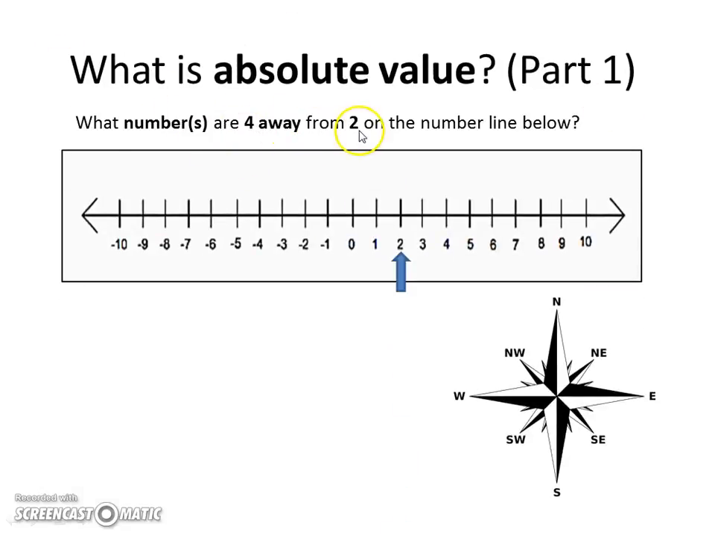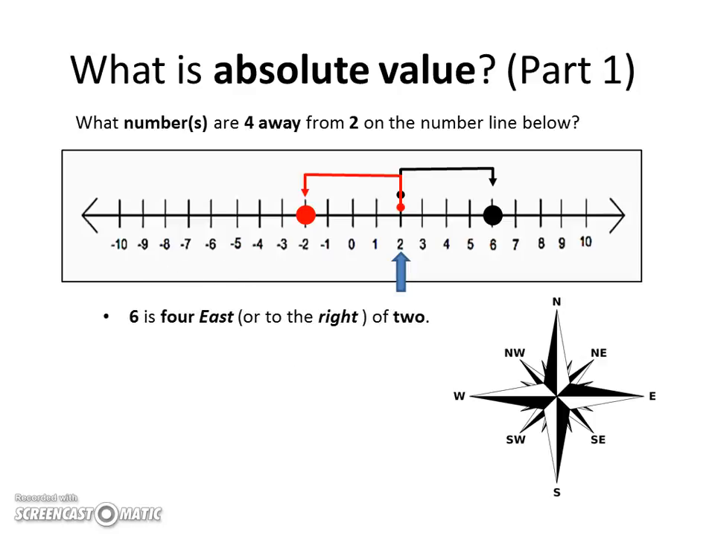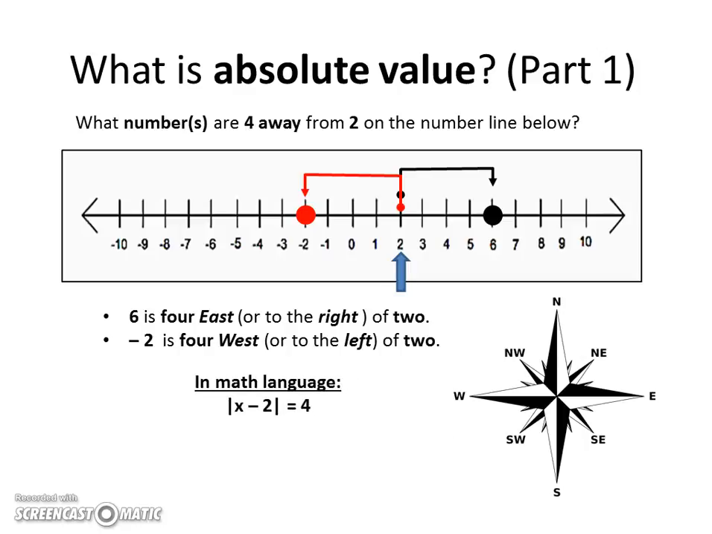What numbers are 4 away from 2 on a number line? So here we're starting at 2, and we're asking what is 4 to the east and what is 4 to the west from 2. So let's see. 4 to the east would be 6. And if we go 4 to the left or the other way, to the west, it's negative 2. So our two answers: 6 is 4 east of 2, and negative 2 is 4 west of 2. Okay, so once again, you can see there are two answers.